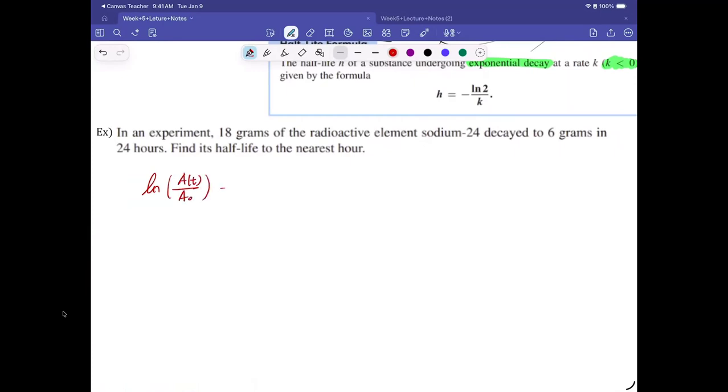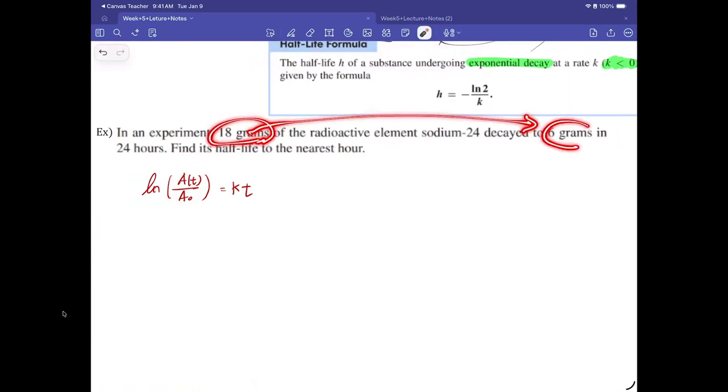This is the log form from the growth and decay formula, right? And A of t is the final amount, right? And A of 0 is what? The initial amount, where you start, okay? So you start at 18 grams, right? And the ending with what? 6 grams. You got it? So A0 is the initial, where you start. A of t is the ending, the final amount.